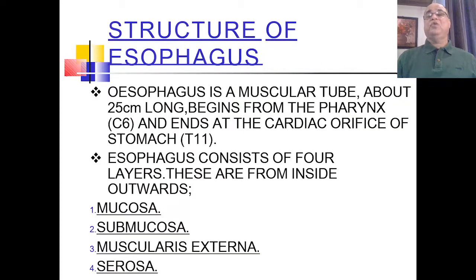Esophagus, we know it is a muscular tube. In an adult, it is about 25 centimeters long, starting from the lower end of the pharynx up to the gastroesophageal junction, which is at the T11 level. And it has 4 layers. From inside, it is the mucosa, then submucosa, then the muscularis externa, in which there are longitudinal and circular muscle fibers, and the outermost layer is the serosa.